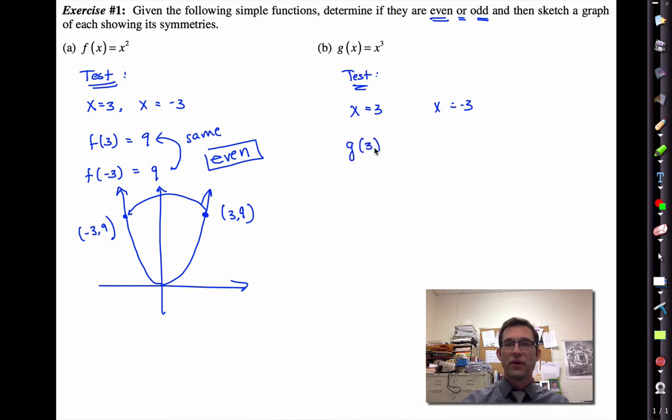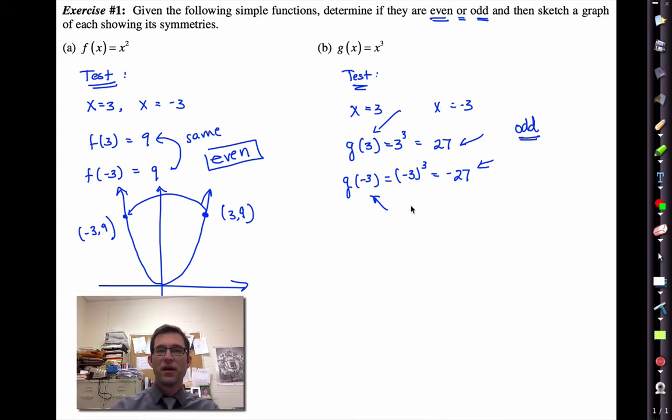Well, g of 3, which is 3 cubed, is positive 27. And g of negative 3, which is negative 3 cubed, is negative 27. So notice now, opposite inputs gave us opposite outputs. And therefore, this is known as an odd function. Y equals x cubed is a graph that you should know. All right, so add it to your list of functions that you absolutely positively should know.